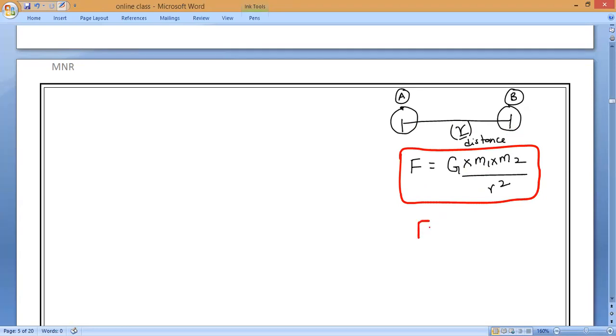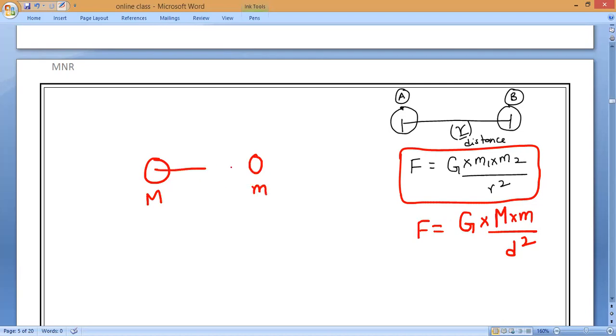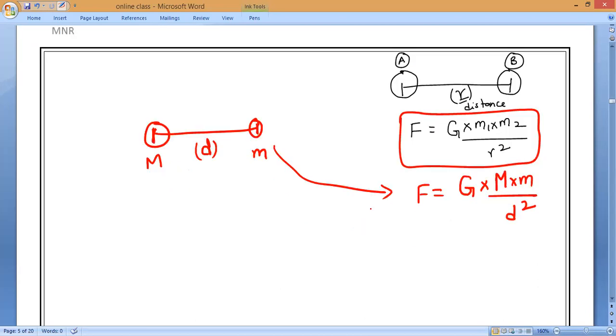Or you can write the formula as force F equals capital G into capital M into small m divided by d square. In this case, body 1 mass is capital M, body 2 mass is small m, and the distance between them, which is very important, is considered from their centers. We consider this distance as d. So in this case we can use this formula. Both are the same, nothing different.